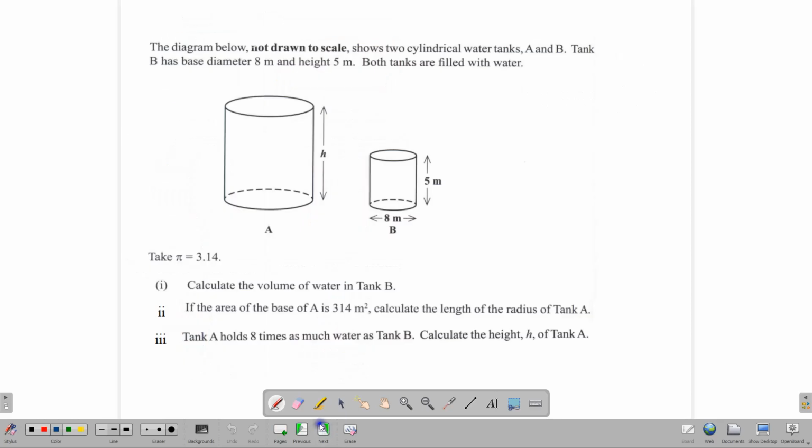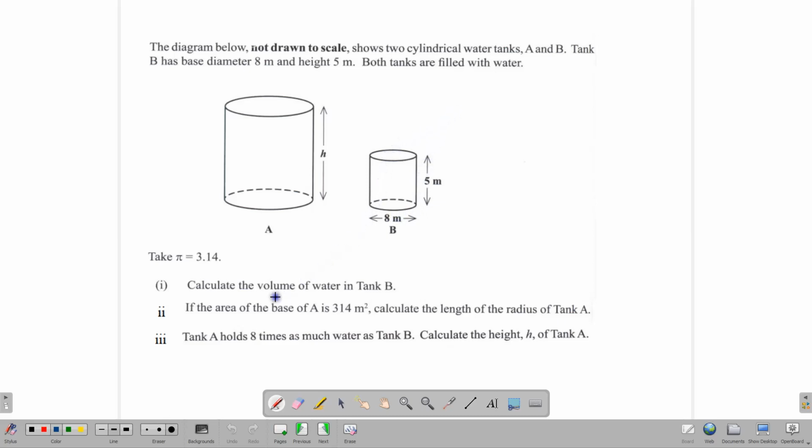So let's go to our first question. Now we're looking at the circular cylinders. They tend to pop up often on your exam, so you should be very familiar with them. In this question, we're asked to calculate the volume of tank B. Let's read up here first. The diagram shows two cylindrical water tanks, A and B, and tank A has a diameter of 8 meters and a height of 5 meters. Both tanks are filled with water.